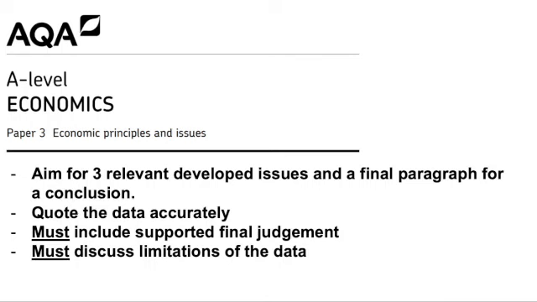So some final advice. Aim for 3 relevant developed issues and a final paragraph for a conclusion. So in other words, 4 paragraphs. Make sure you quote the data accurately. You must include a supported final judgment, which will be your 4th paragraph, and you must discuss limitations of the data. Now, again, that doesn't have to be in the final judgment. It can be, or maybe you've included it in some of your earlier paragraphs, but you have to discuss limitations.